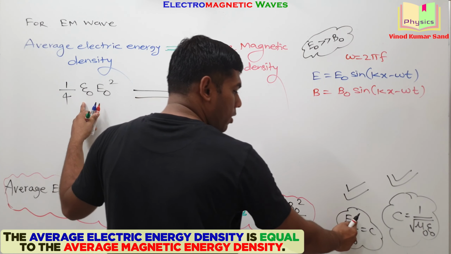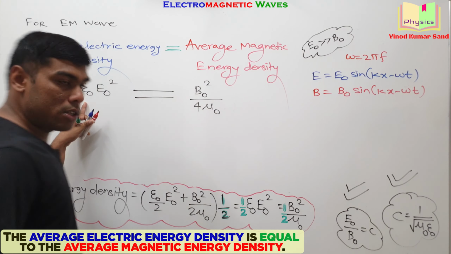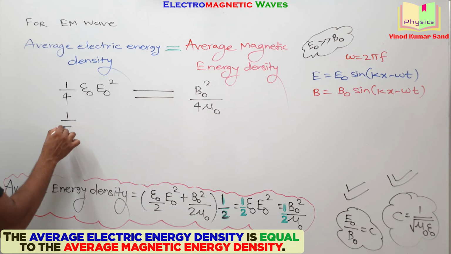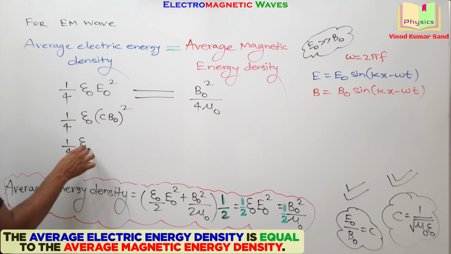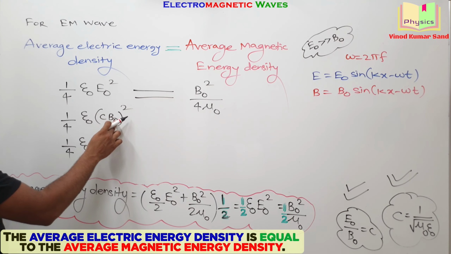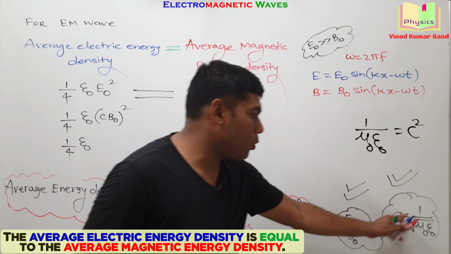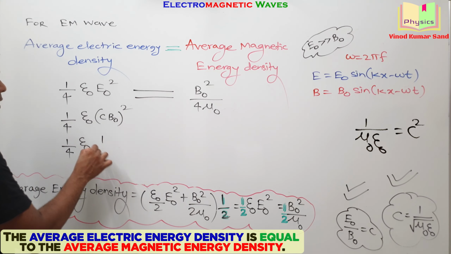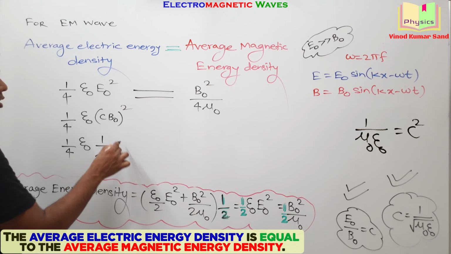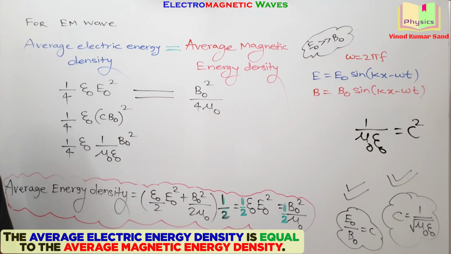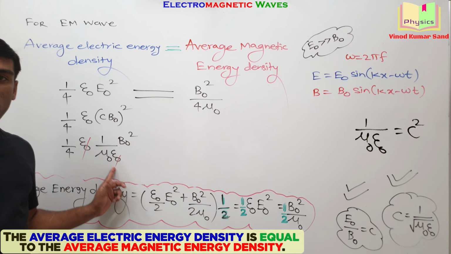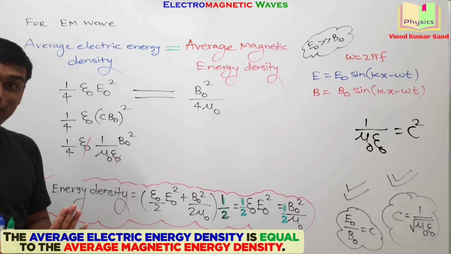At the place of E naught, I can bring C times B naught. Check it. 1 by 4 epsilon naught C square B naught square. And C square can be written as 1 by mu naught epsilon naught. I hope you agree with this thing. Now check it. Epsilon naught is getting cancelled out, and these two parameters are equal.